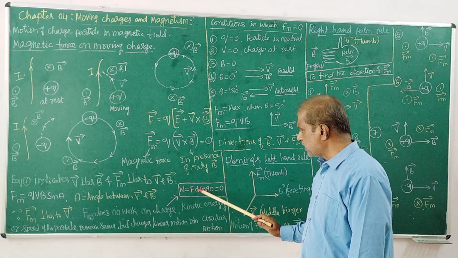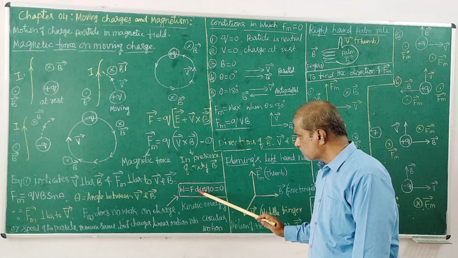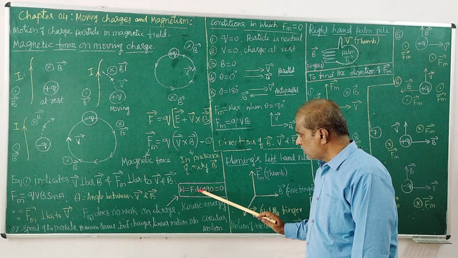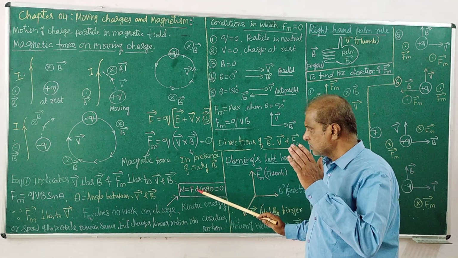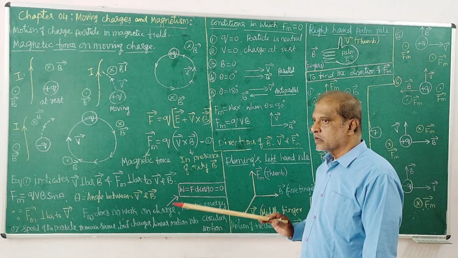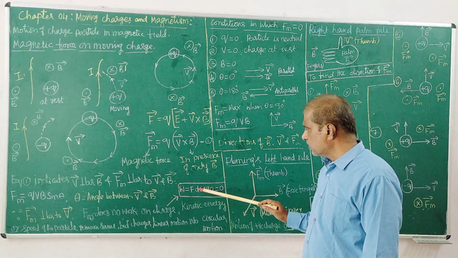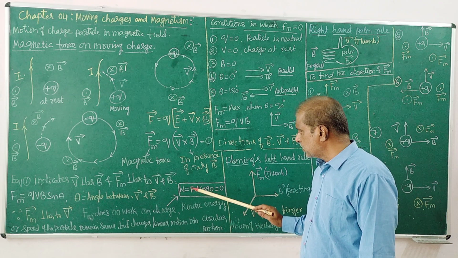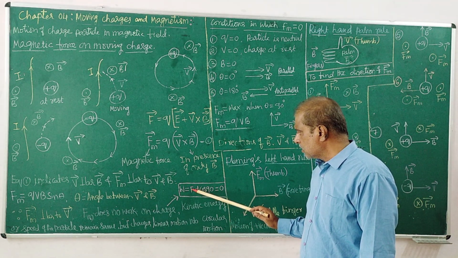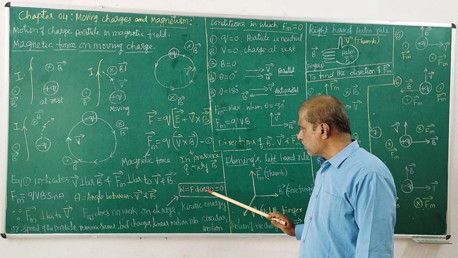So force into displacement. But I said force into velocity. I am taking the displacement, so understand that displacement and velocity, their directions remain the same. Here I am taking displacement as a vector, whereby displacement direction and velocity direction remain the same either way. So for force and displacement, or force and velocity vector, if they are perpendicular, then the force acting on the charge will not do any work, work equals 0.